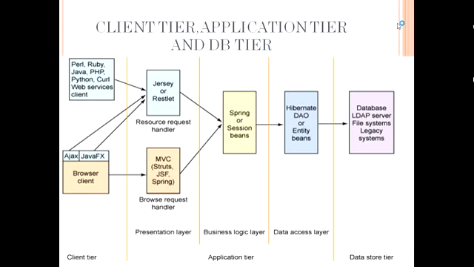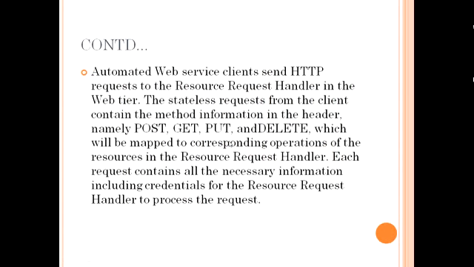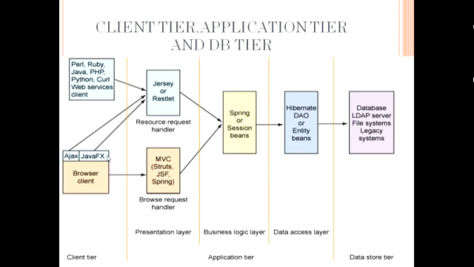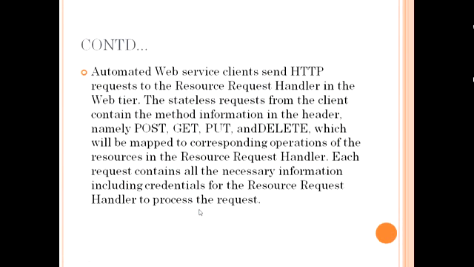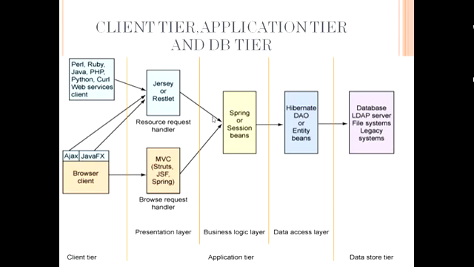This is the client tier, application tier and database tier diagram. This is the overall diagram for the client tier, application tier and database tier. Then the automated web service client sends an HTTP request to the resource request handler in the web tier. The stateless request from the client contains the method information in the header. As I told you earlier, post, get, put and delete are mapped to the corresponding operations. Each request contains all the necessary information, including credentials, for the request handler to process the request. So here it's sending the request.